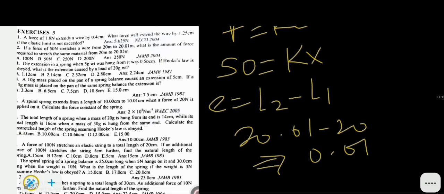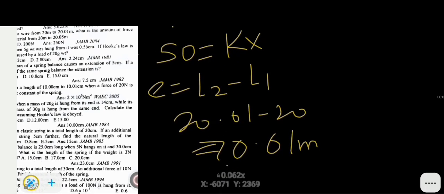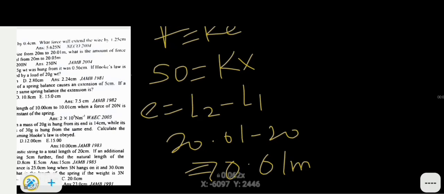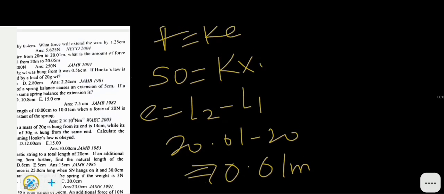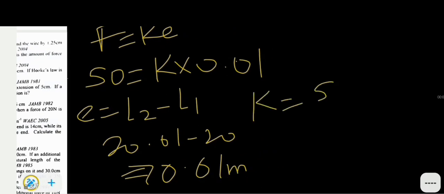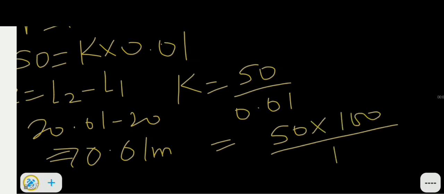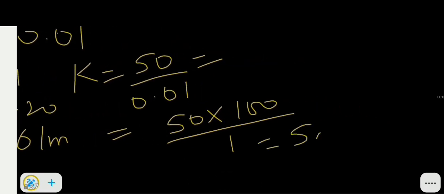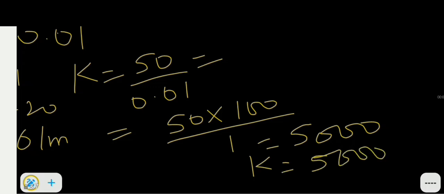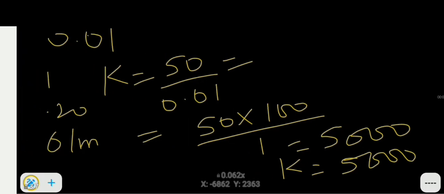Now this is the extension here. You need to use this value to find the force constant, K. You put the value of the extension, 0.01, so K will be 50 divided by 0.01. Let's quickly work this out. Multiplying the bottom, that gives you 50 times 100 divided by 1. You can press it on the calculator straight up, but I just want to work it out. This is the same thing as 5,000. So K is 5,000. Don't forget that the force constant is constant for a particular material.